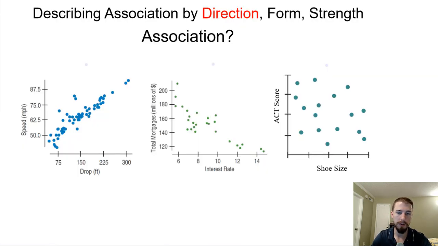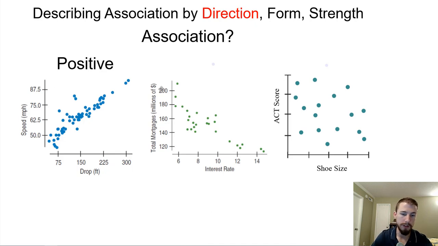So let's first do a quick review of what we talked about yesterday. Here we have the association between the drop height of a roller coaster and the speed, and we expect a positive linear association between that. So the direction on this one would be positive. As the explanatory variable increases, so does the response variable.